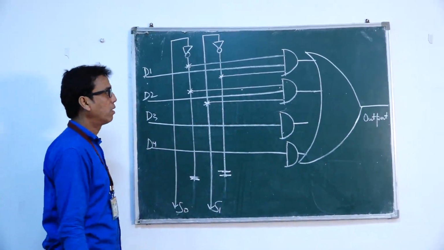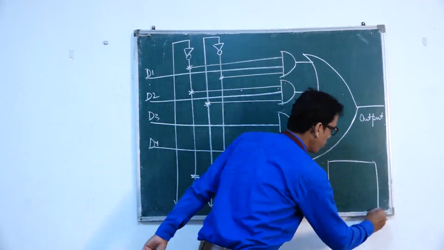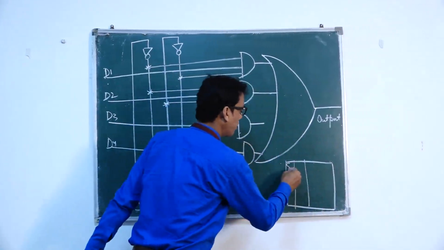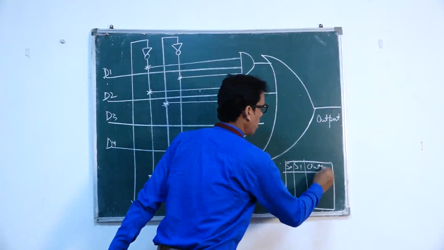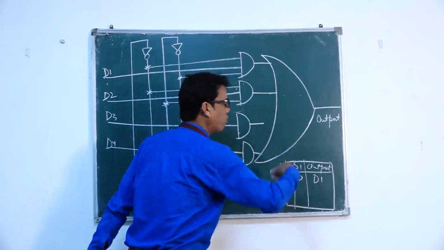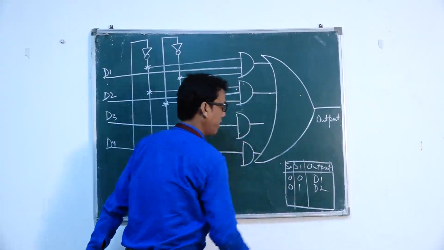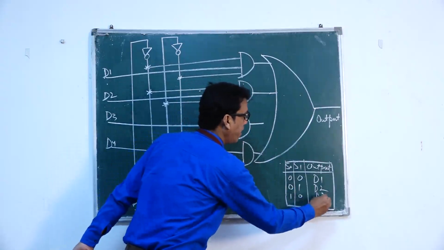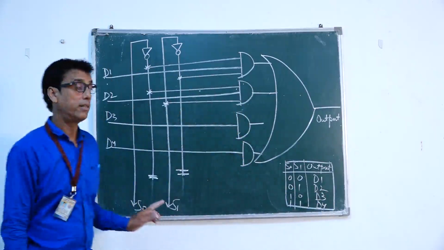In the case of 1, 0, recall the truth table. In the case of S0, S1 output, what we want in the case of 0, 0, we want D1 to send the data. In the case of 0, 1, we want D2 to send the data. In the case of 1, 0, we want D3 to send the data. In the case of 1, 1, we want D4 to send the data.